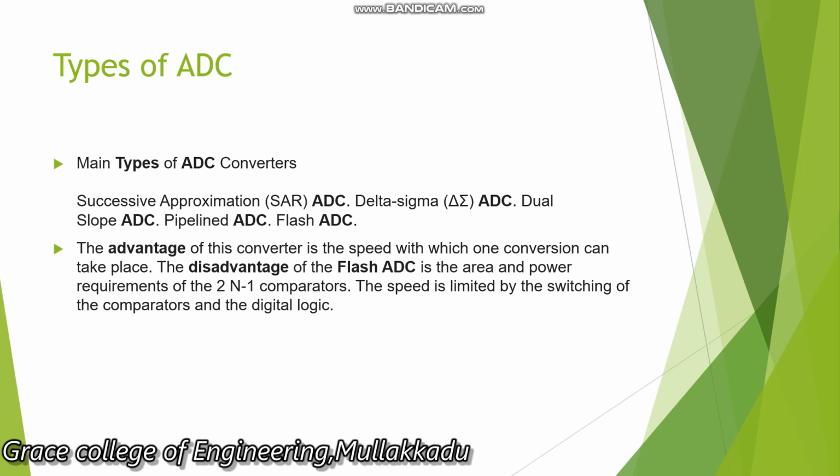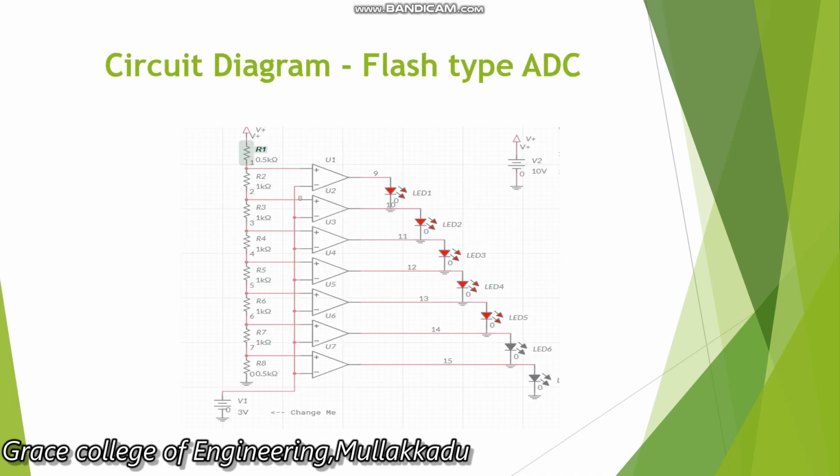The disadvantages of the flash ADC are area, power and requirements. Here we need 2 power n minus 1 comparators for n bits. The speed is limited by the switching of the comparators and the digital logic circuit. This is the circuit diagram of the flash type ADC.